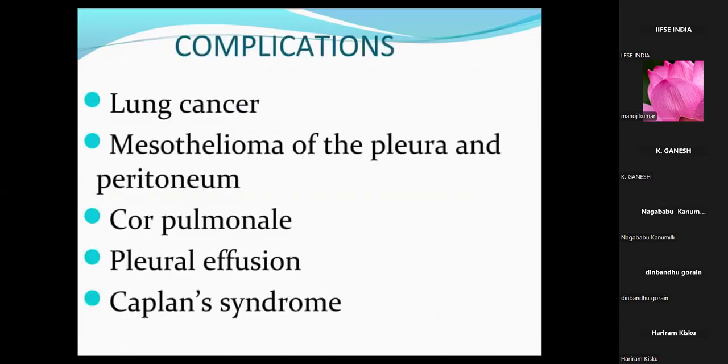Then complications. In due course of time, as and when he is exposed repeatedly over years, in his later or old age, he can develop secondary complications or diseases. These can be lung cancer, mesothelioma of the pleura and peritoneum. These pleura and peritoneum are the thin lining membranes. Then cor pulmonale and pleural effusion, Caplan syndrome. So these are the different types of complications that the person shows.